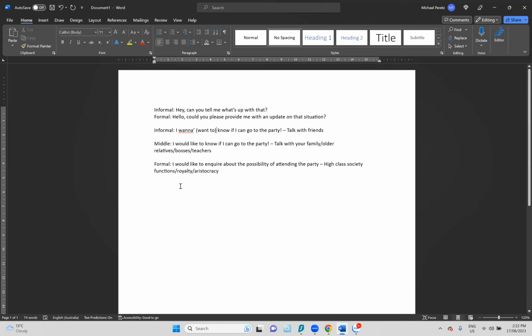And then we've got the more formal version where we're using more and more words to describe the same question, so we can add more detail to the sentence. I would like to know if I can go to the party. I would like to inquire about the possibility of attending the party. So we see there we're able to add more detail to the sentence by increasing the formality of the language that we use.